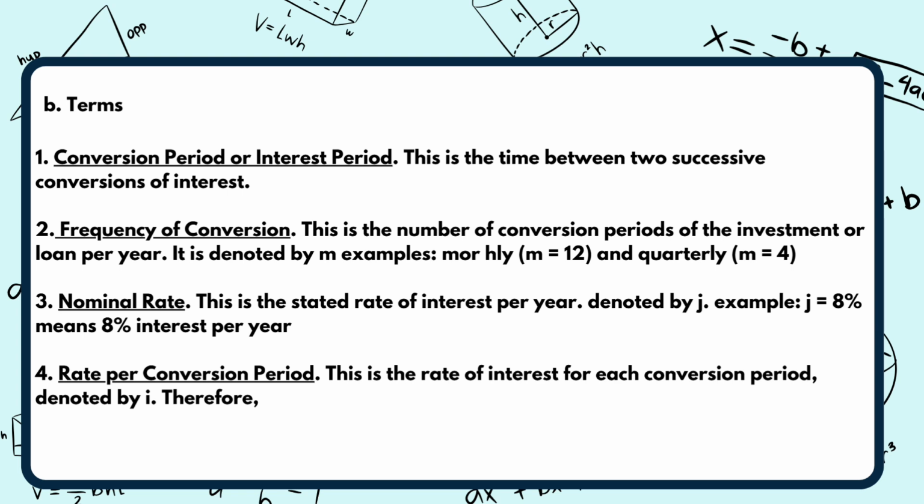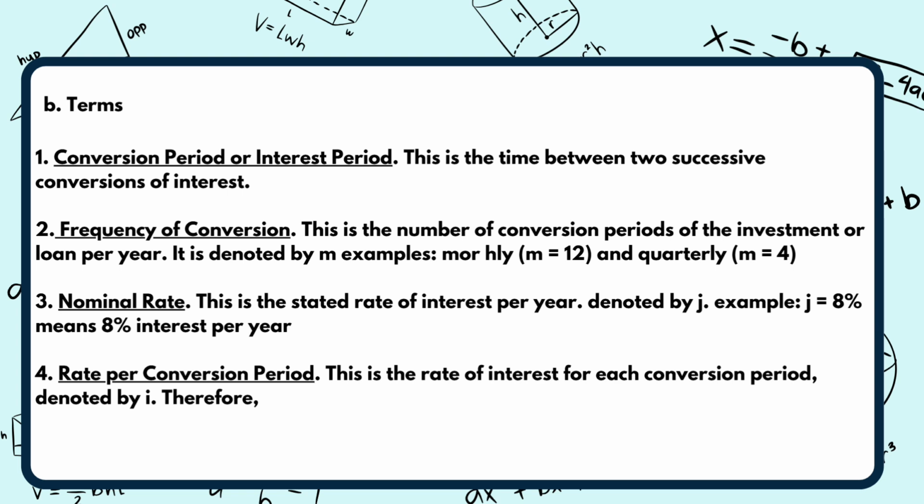And number 3 is nominal rate. This is the interest rate that is stated for a year. It is denoted by J. For example, when we say J is equal to 8%, it means the interest rate is 8% per year. Ito yung interest rate na nakasulat para sa isang taon. Tinutukoy ito ng J. Halimbawa, kapag sinabi natin J is equal to 8%, ibig sabihin 8% interest rate per year lang.